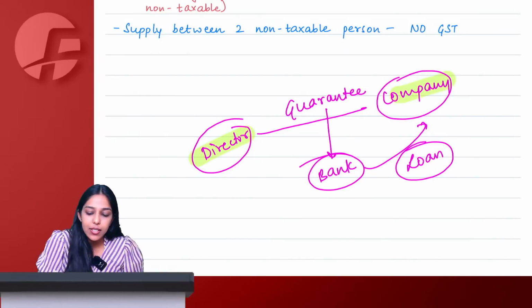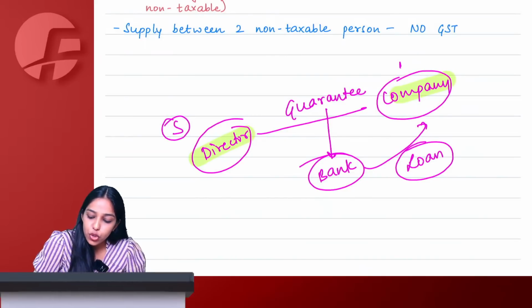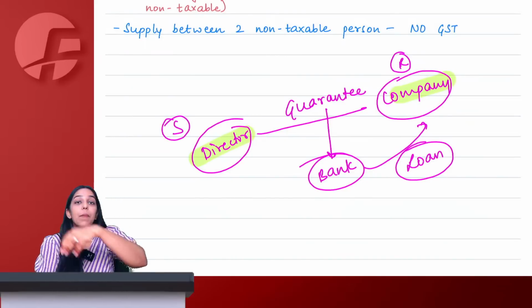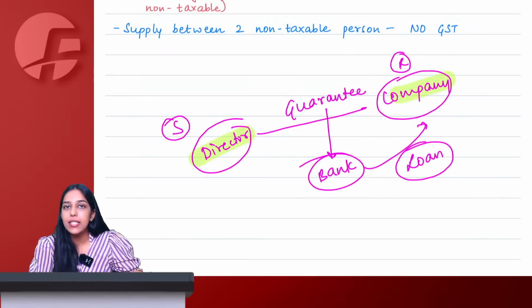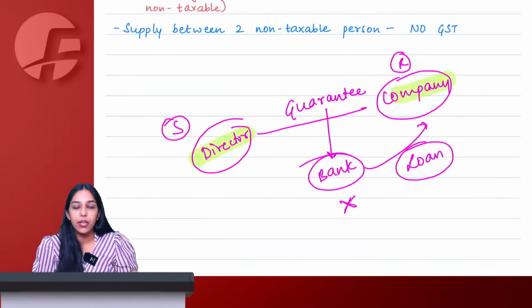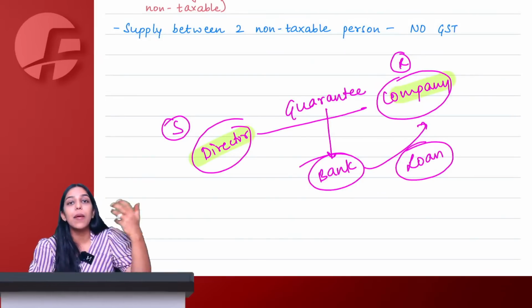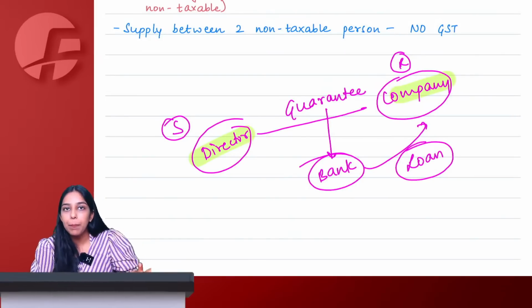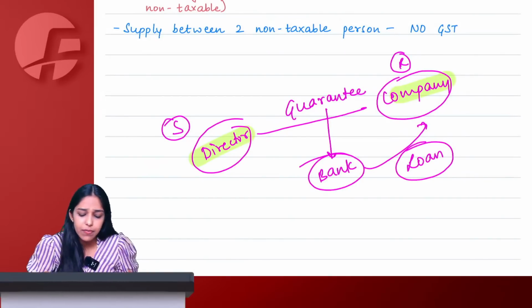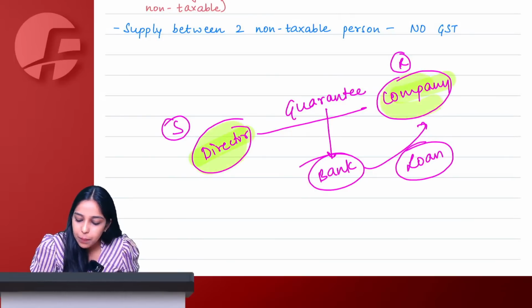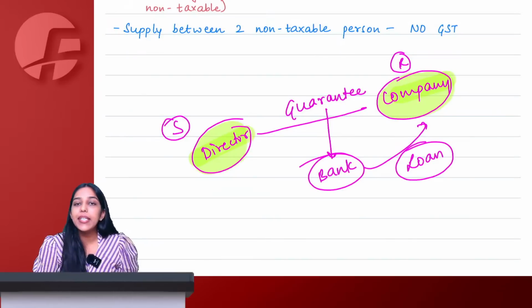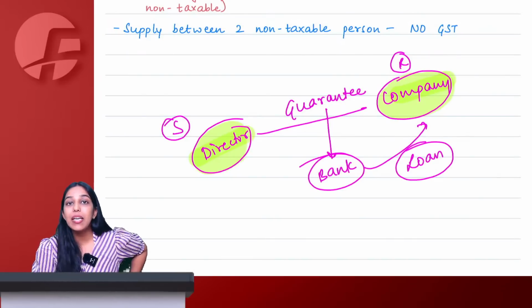Yes. The director is a supplier who is providing services to the company, being a recipient, because the guarantee is given on behalf of the company. The bank is not the recipient here. Understand? The director is actually doing a favor to the company. The service is given to the company. Then in that case, we will say the director and company are related persons. Now, anything happening between related persons becomes a deemed supply.